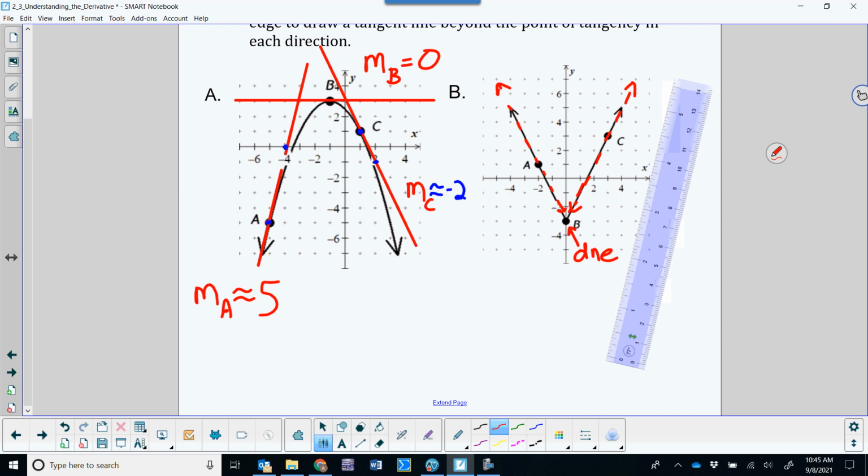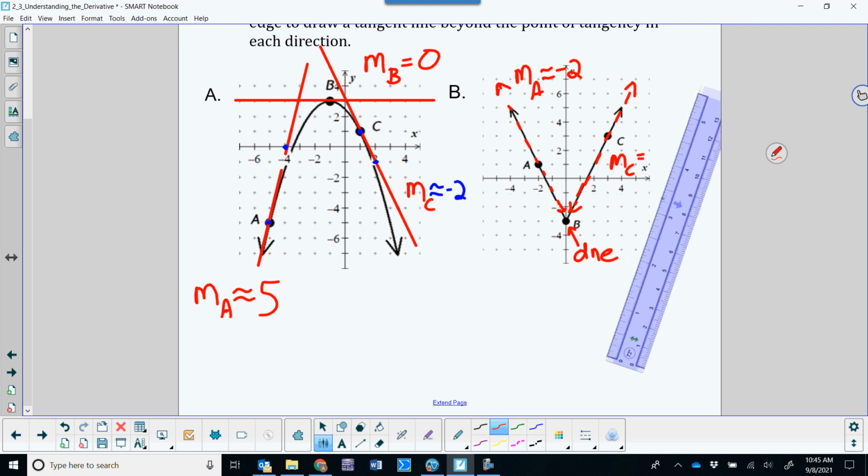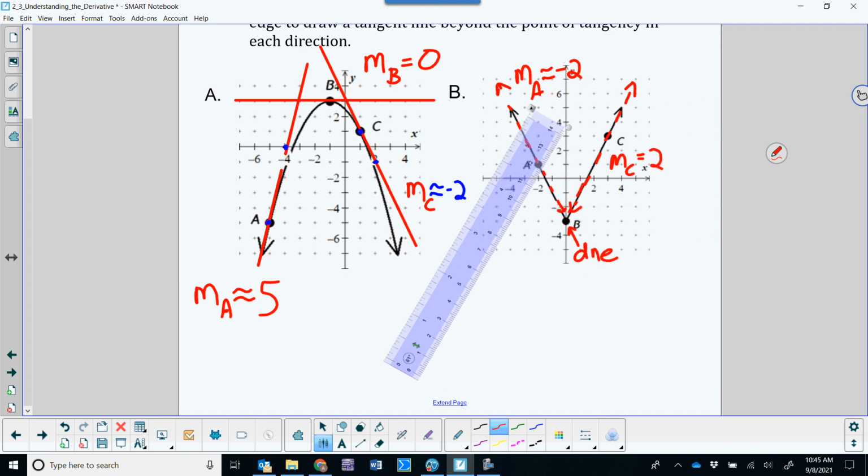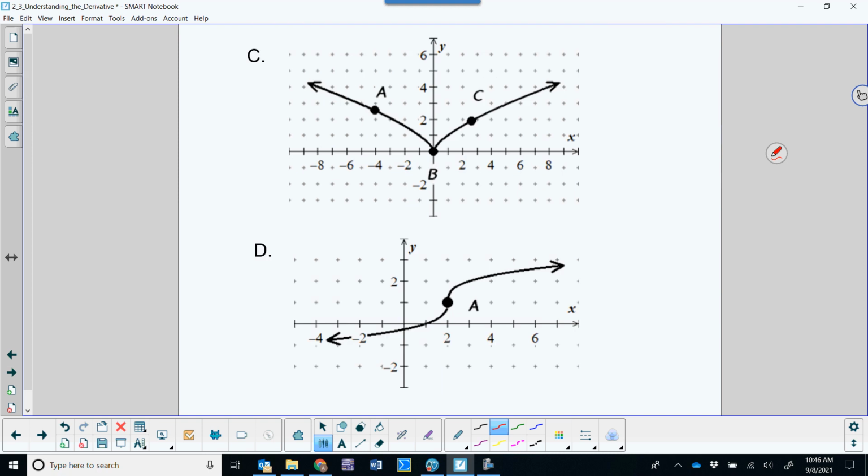And the slope at this point A is approximately, if we look at some points that it goes through, it looks like we go up 1 or up 2 and left 1, so that makes -2. And the slope at C is, we go up 2 and right 1, so the slope at C is 2. And those are exact because those are actually on those points. Okay, so let's look at C and do the same thing.